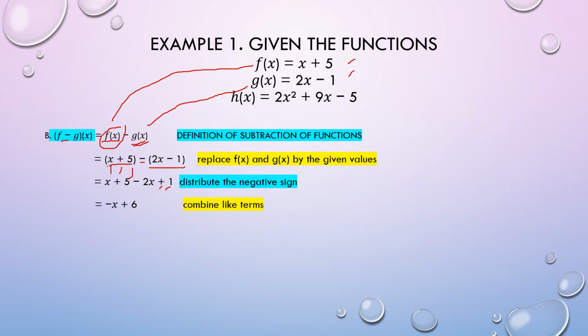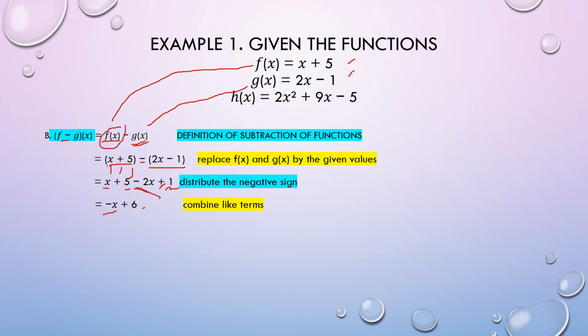Next, we're going to combine like terms. Same as in number 1. We're going to combine x and minus 2x. So we have here x minus 2x. We have negative x. And then combine 5 and 1. 5 plus 1, we have 6. So therefore, our answer is negative x plus 6.